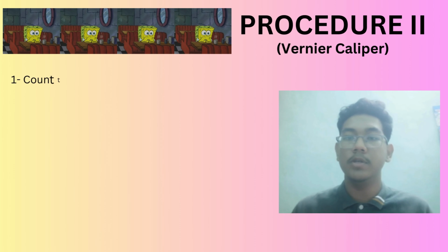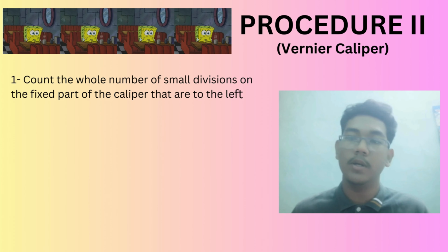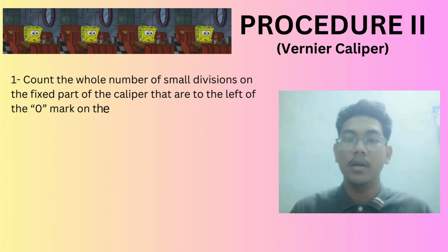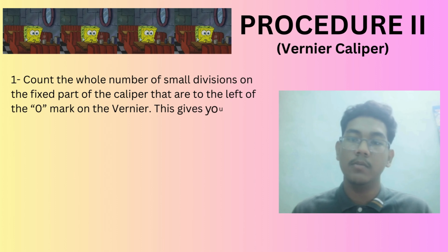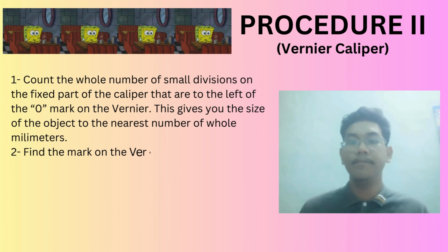This is the procedure for the glass block by using the vernier caliper. First, we count the whole number of small divisions on the fixed scale of the caliper that are to the left of the zero mark on the vernier. We do this because this gives you the size of the object to the nearest whole millimeter.